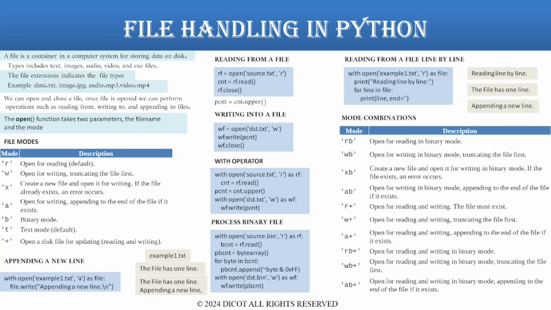Mode parameter RB+ implies open for reading and writing in binary mode. Mode parameter WB+ implies open for reading and writing in binary mode, truncating the file first. Mode parameter AB+ implies open for reading and writing in binary mode, appending to the end of the file if it exists.